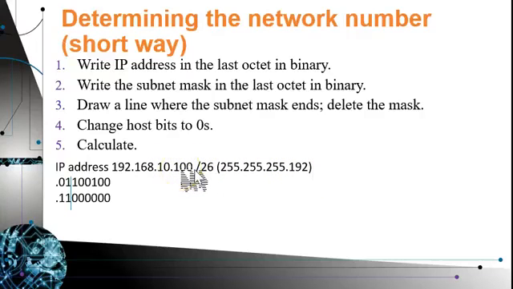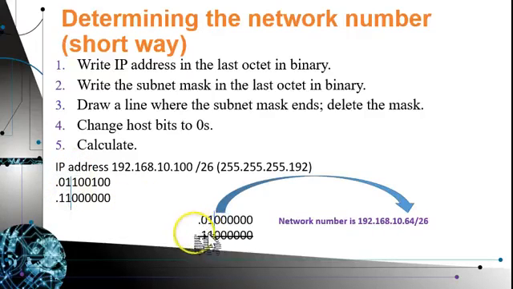So I'm writing the number 100 in binary, writing the 192 subnet mask in binary, drawing a line where the ones in the subnet mask end. Then I am going to draw a line through the entire subnet mask. It is not needed anymore because I have this line that tells me where those ones stop. Then you calculate what the network number is and make sure you include the entire 8 bits.